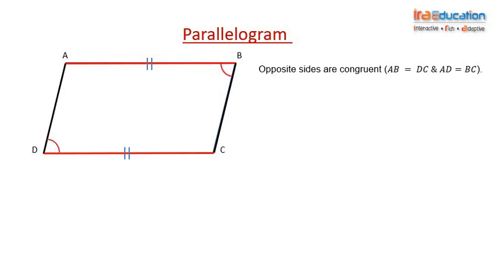Another property of a parallelogram is that the opposite angles are equal. This means that if we measure one angle, we know that the opposite angle will be the same measurement.